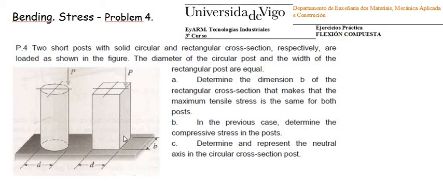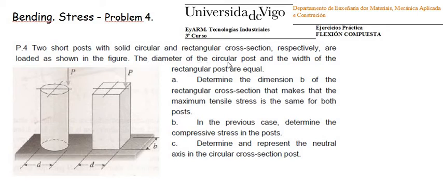Hello to everybody. Today we are gonna solve problem 4 of bending and axial load. We have the following statement: two short posts with solid circular and rectangular cross section respectively are loaded as shown in the figure. We have P, force applied in the vertical direction in this corner and in this edge of the two cross sections.